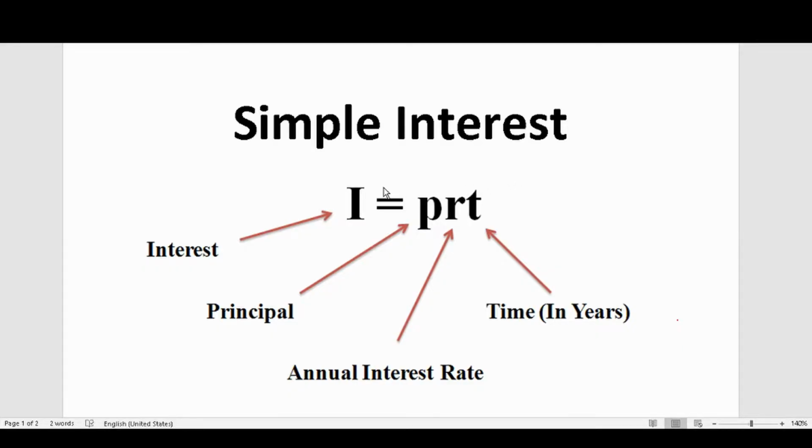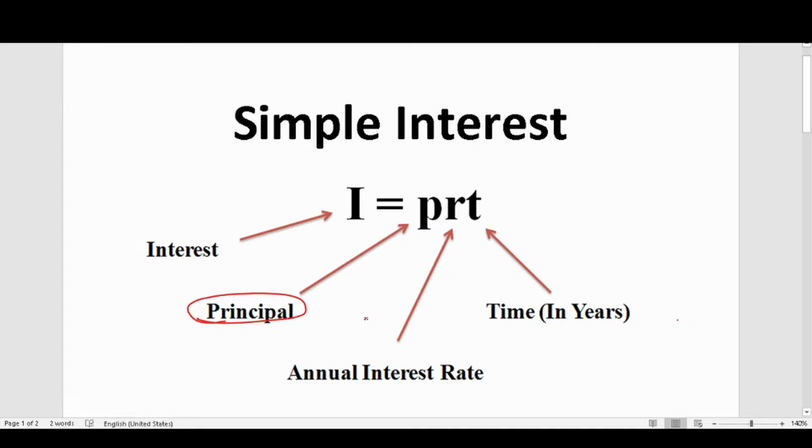In case you don't know it, principal is often referred to as the amount that you invest initially. So this is the initial amount that you invest. Annual interest rate is always given in percentages.